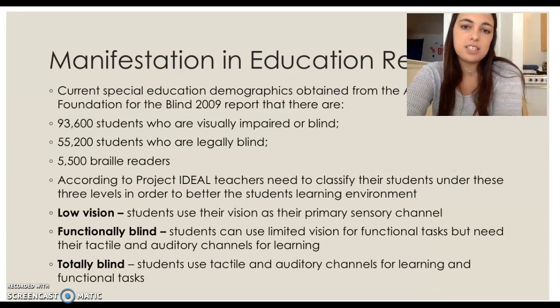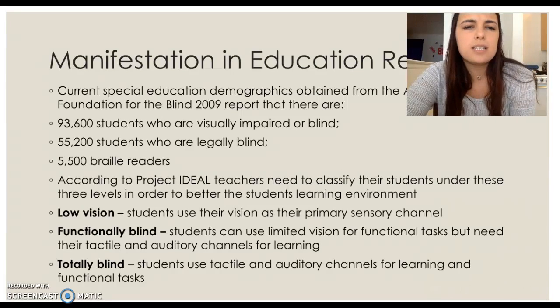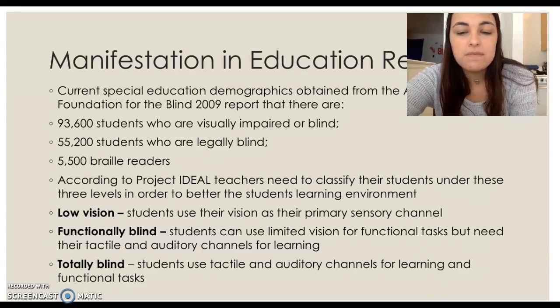For manifestation in the education realm, current special education demographics obtained from the American Foundation for the Blind in 2009 report that there are 93,600 students who are visually impaired or blind. They also reported 55,200 students who are legally blind and 5,500 braille readers.